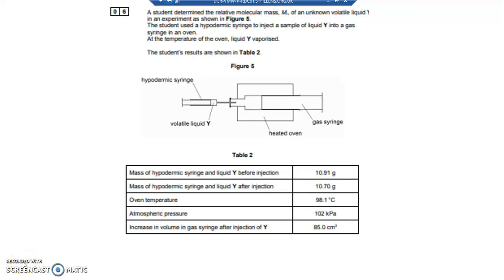Question 6. The student determined the relative molecular mass, the MR, of an unknown volatile. Volatile means that it evaporates at a lower temperature. It's got a low boiling point. In an experiment as shown in figure 5. So they've got the liquid in here.